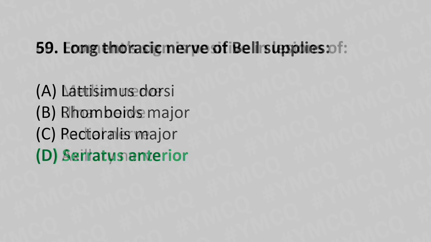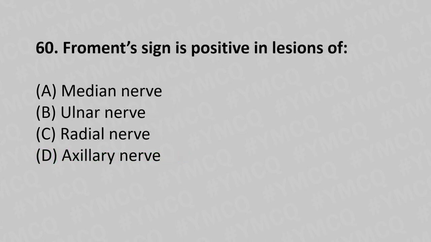Moving to our 60th question, Froment's sign is positive in lesion of Option A, median nerve. Option B, ulnar nerve. Option C, radial nerve. Option D, axillary nerve. And the answer is Option B, ulnar nerve.